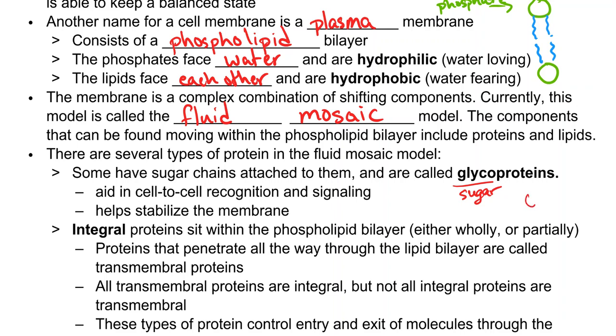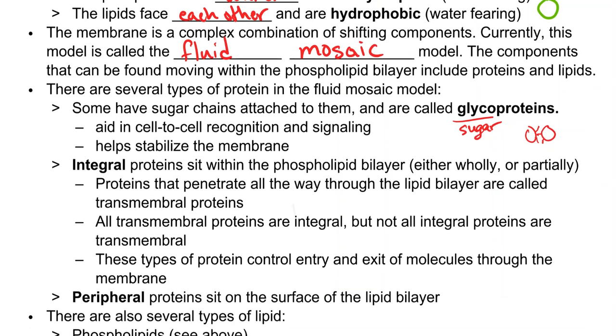So if two cells bump up against each other, cells don't have eyes. There's no way for them to be able to see what kind of cell it's next to. But when they have little things sticking off of each other, those things can interact with each other. And when they interact in the right way, then they'll know, oh, this is the thing I'm beside. These glycoproteins also help stabilize the membrane, and we'll talk about that in a little bit.